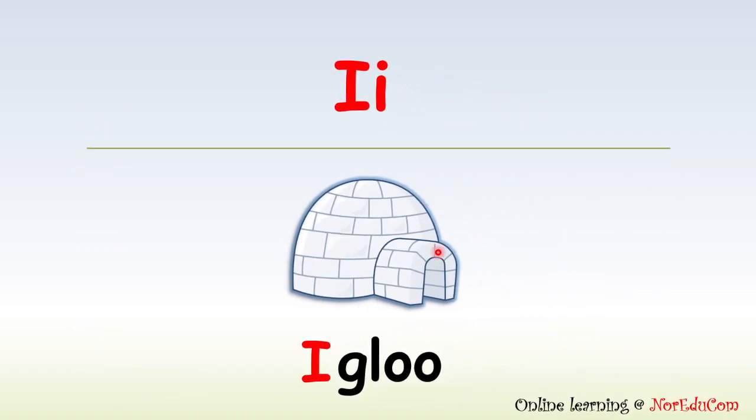Can you name this picture? Yes, this is an igloo. E, igloo. An igloo is made of ice. It's often in the shape of a dome. E, igloo. It starts with a short sound E. Letter I.